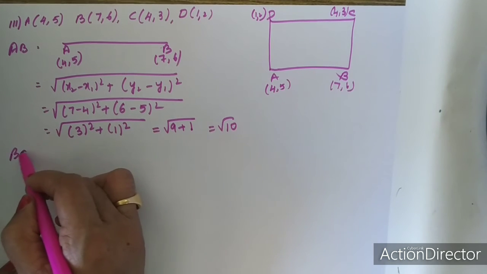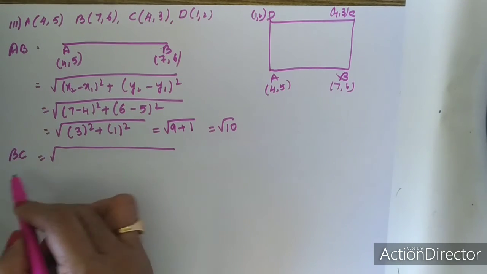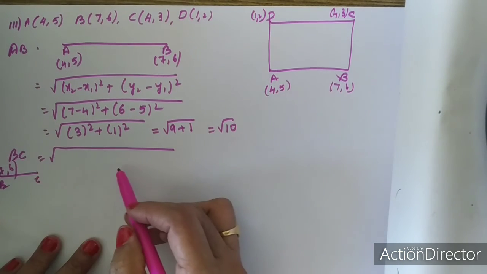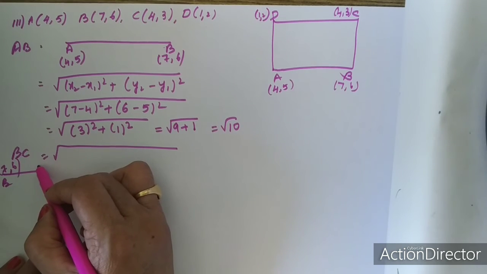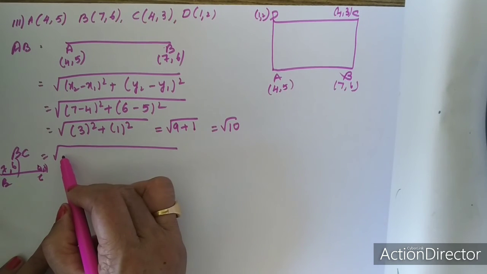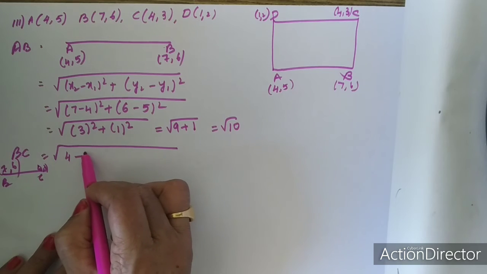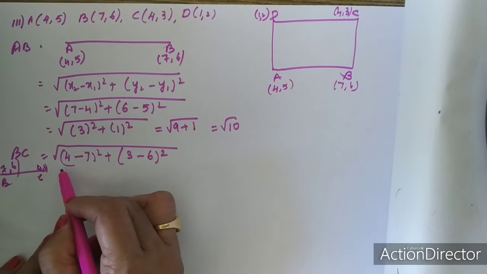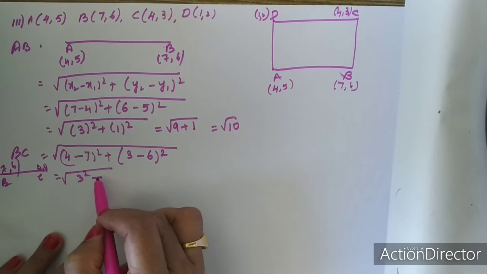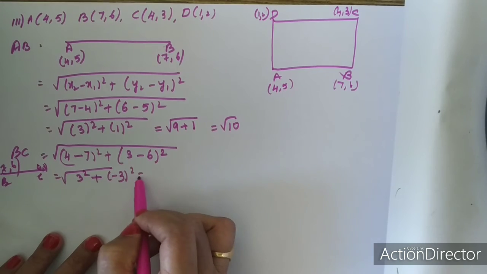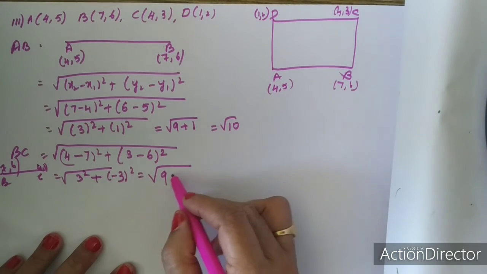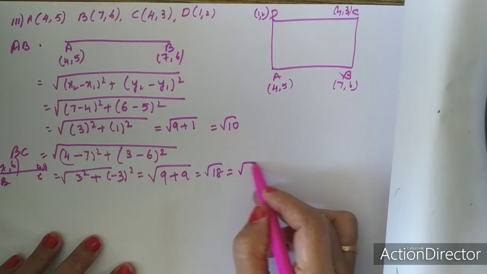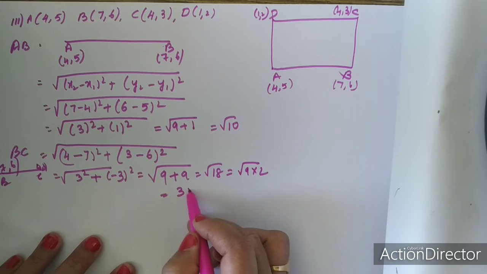So now let us calculate BC. BC is equal to, B and C you write it over here. What is B? 7, 6 and C is 4, 3. So under root of x2, 4 minus x1, 7 whole square plus y2, 3 minus y1, 6 whole square, which is equal to 3 square plus minus 3 square. 3 square is 9, 9 plus 9 is 18, 18 is equal to 9 into 2, which is equal to 3 root 2.